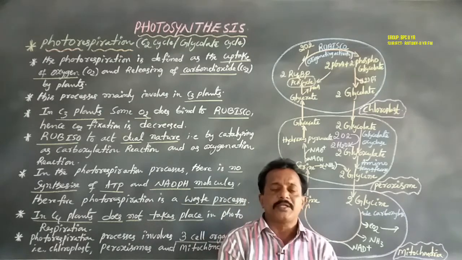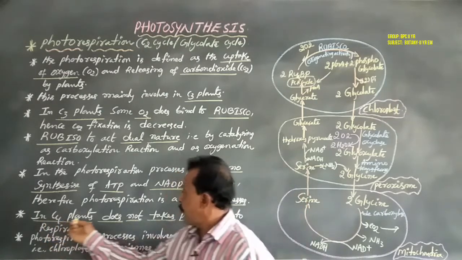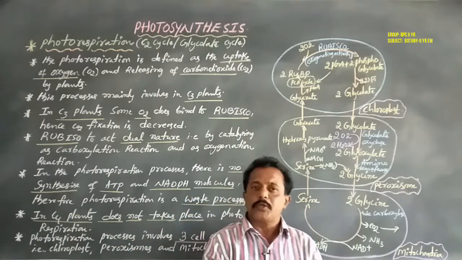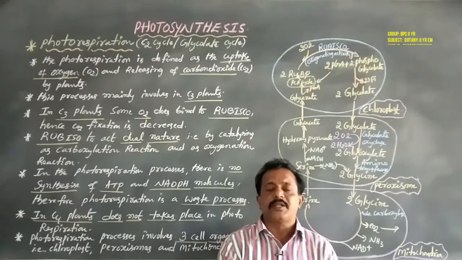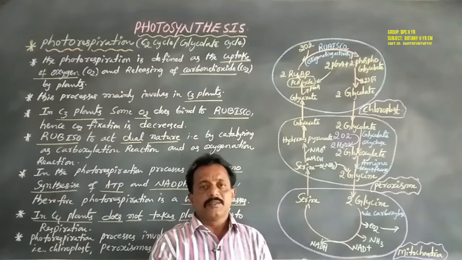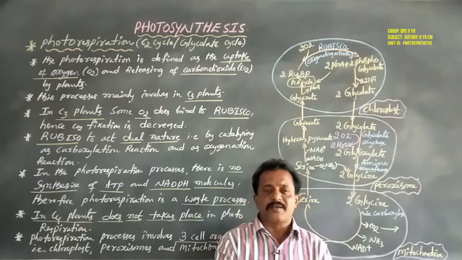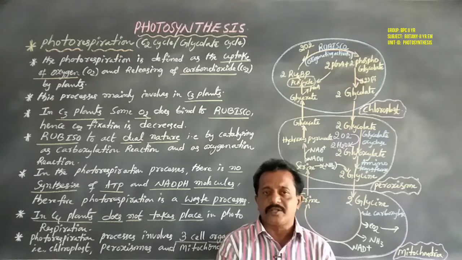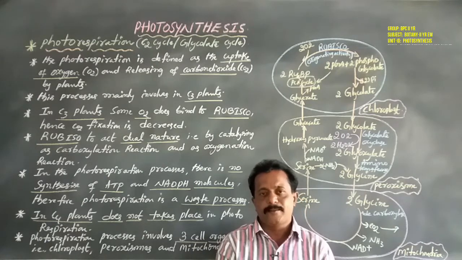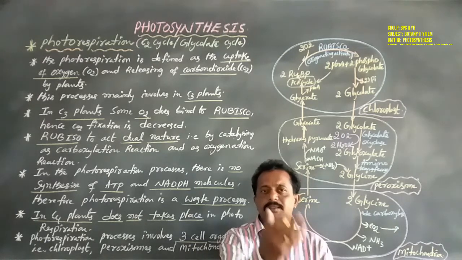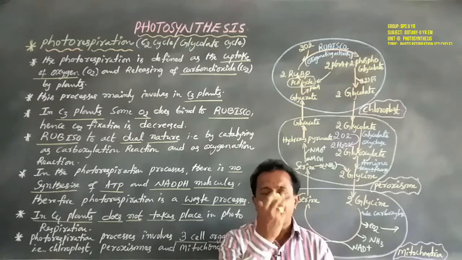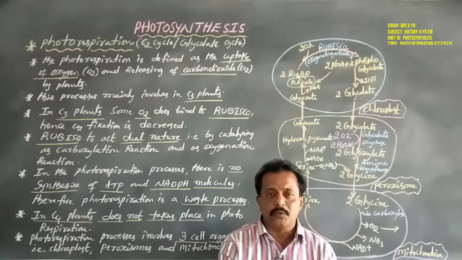Photorespiration only involves C3 plants. In C4 plants, photorespiration does not take place. Why? Because the cells of C4 plants contain a higher concentration of carbon dioxide. There are two kinds of photosynthetic cells: one is mesophyll cells, another one is bundle sheath cells. The mesophyll cells take up organic compounds with a high amount of CO2.